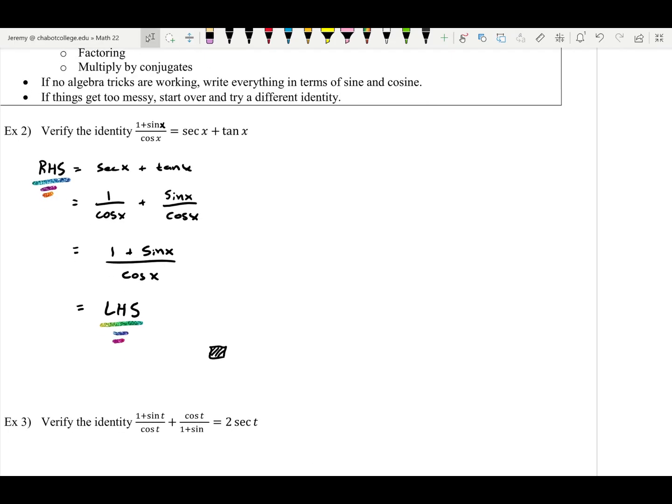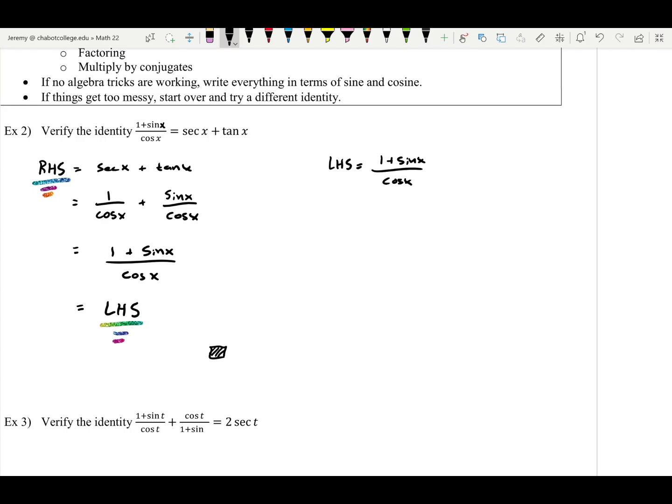What if we had started with the left-hand side, right? Because I said that there's more than one way to do this. What if we started with the left-hand side and had (1 plus sine of x) over cosine of x and decided, hey, let's start with this and try to make it look like secant x plus tangent of x.